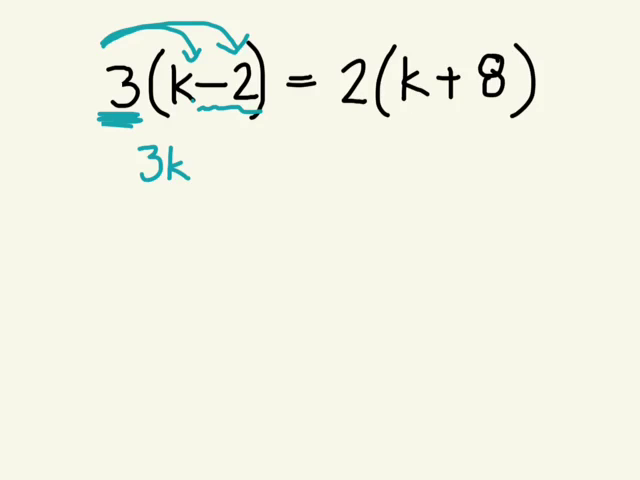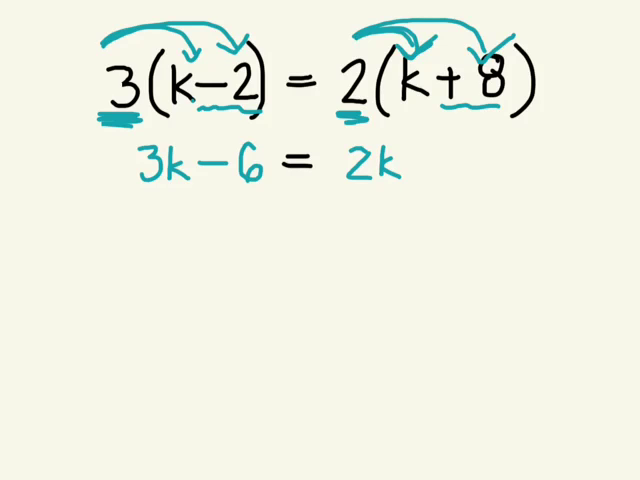Don't forget the signs. So positive times a negative is negative. And then 3 times 2? 6. Good. On the right side, we want to distribute 2 times everything inside the bracket. So 2 times k is 2k. But what's 2 times positive 8? 16. Good.